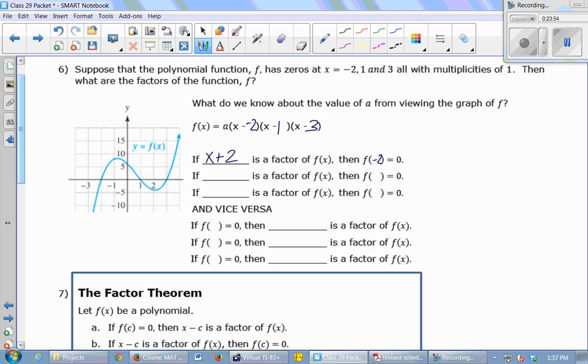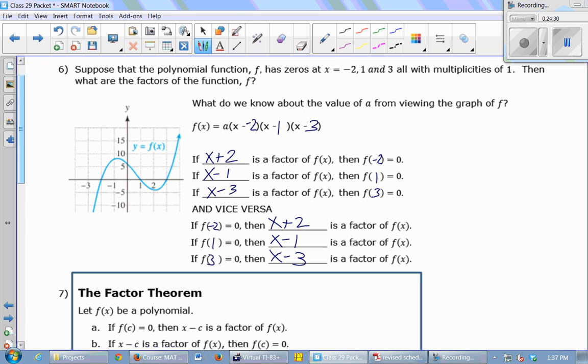And if x minus 1 is a factor, what does that tell you? F of what equals 0? 1. That means 1 is a 0 of that function. And if x minus 3 is a factor, then f of 3 is 0. 3 is a 0. And vice versa, right? If f of -2 is 0, you know x plus 2 is a factor. And if f of 1 is 0, you know x minus 1 is a factor. And if f of 3 is 0, then you know x minus 3 is a factor of the function f.